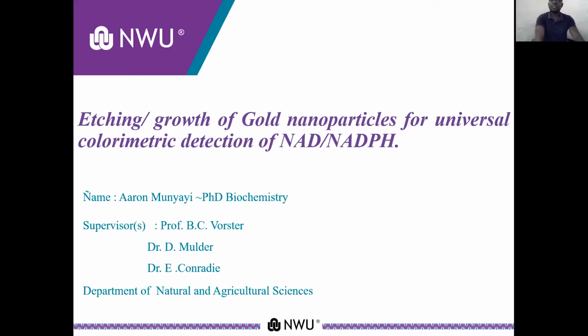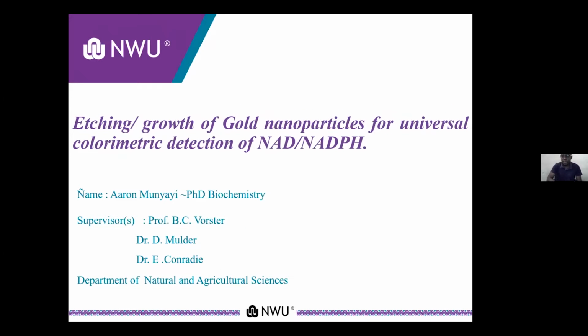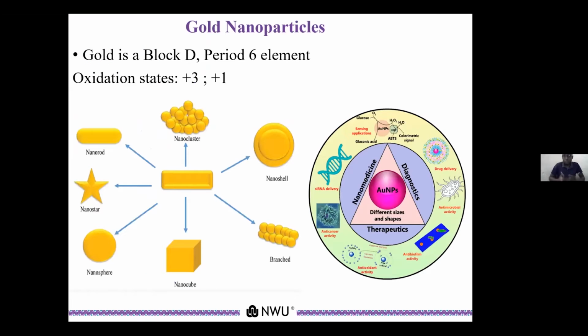I'm currently a PhD student in biochemistry, and I'm dealing with the etching or growth of gold nanoparticles for the universal colorimetric detection of NAD or NADPH. So I'm going to forge ahead and talk about gold per se. Gold is basically a D block element with two major oxidation states, +1 and +3. And it is used in nanomedicine, nanodiagnostics, and therapeutics.